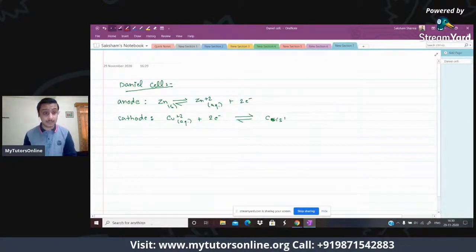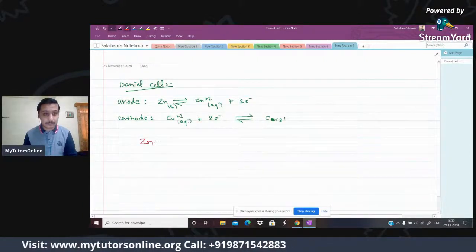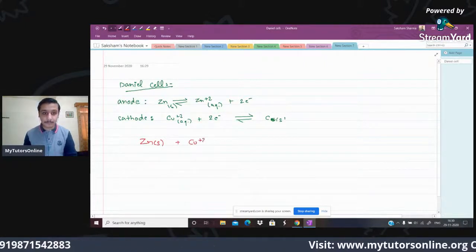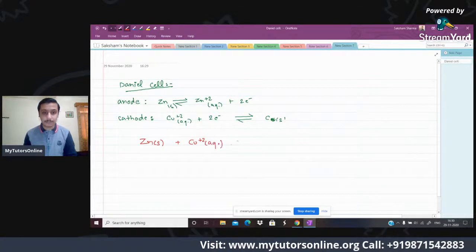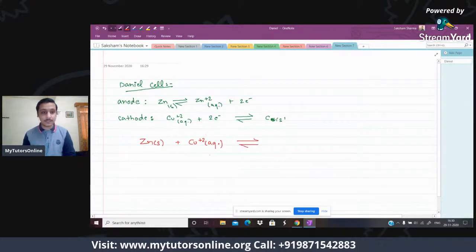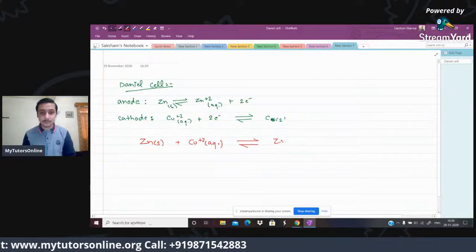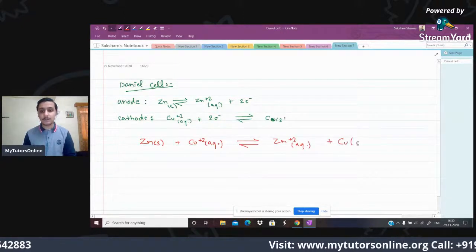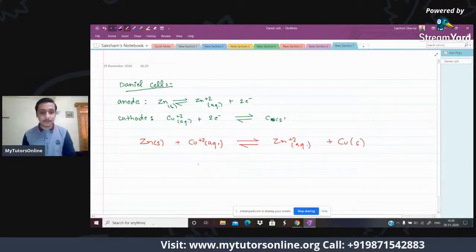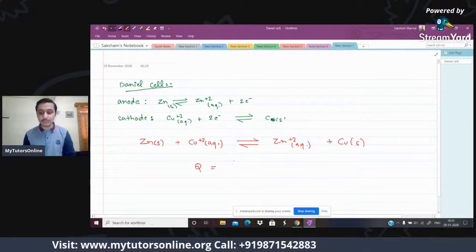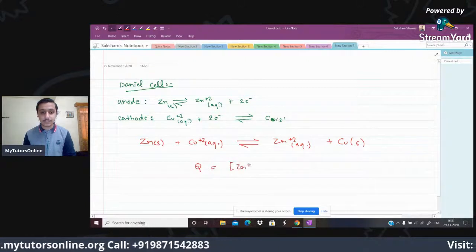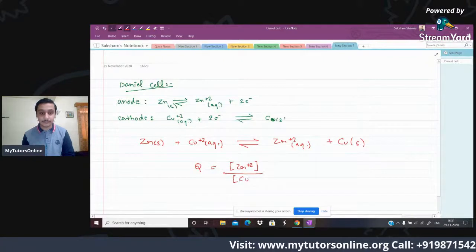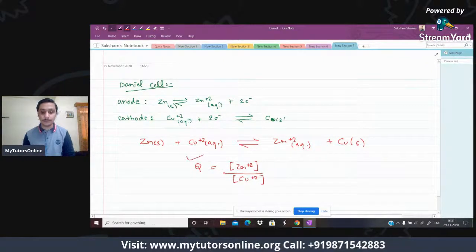Now, if you try to write this reaction as a whole, it will be something like this. Watch this very carefully. Zinc in solid state plus Cu2+ in aqueous state on one side, and on the other side, Zn2+ in aqueous state plus copper in solid state. Whenever we talk about the activity quotient, it will only take the concentrations of the ions. The solid state has no role in it. So this will be your Q.